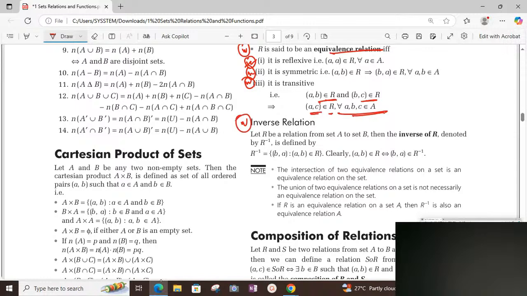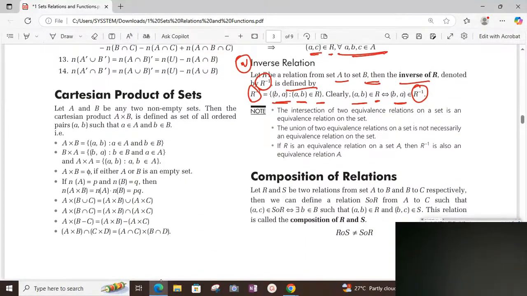Let's take a little idea about the inverse relation. Let R be a relation from set A to set B, then the inverse of R, denoted by R to the power minus 1, is defined by (b, a) is an element of the inverse relation such that (a, b) is an element of the relation. Clearly, (a, b) is an element of R and (b, a) is an element of the inverse of the relation. There is no problem to understand up to this step.